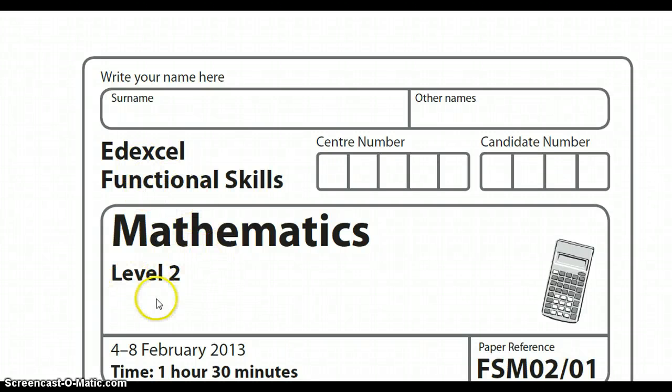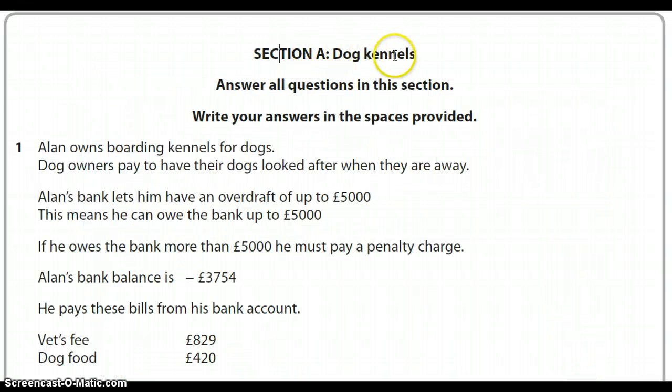Functional Maths Level 2, February 2013. Section A, Dog Kennels. Answer all the questions in this section. Write your answers in the spaces provided.